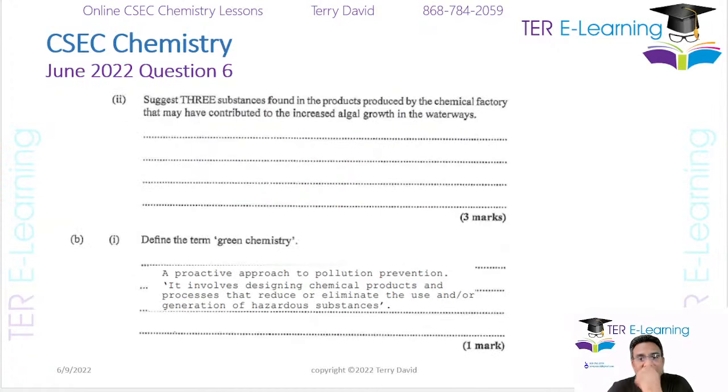All right, now. Suggest three substances found in the products produced by the chemical factory that may have contributed to increased algal growth in waterways. What did you all say for that one? What causes algal bloom, right? That's essentially what we're doing here. What causes algal bloom?